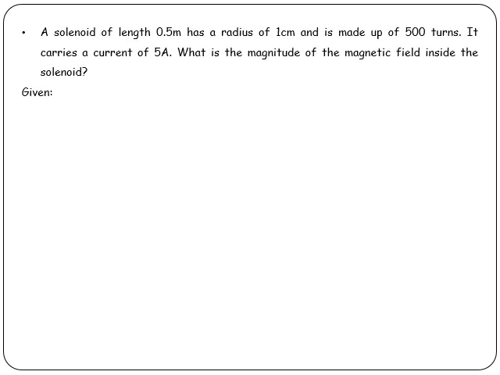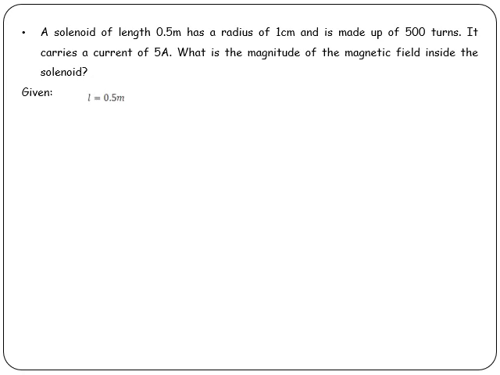Start off with the first question. This is a question for a solenoid. A solenoid of length 0.5 meter has a radius of 1 centimeter and is made up of 500 turns. It carries a current of 5 ampere. What is the magnitude of the magnetic field inside the solenoid?